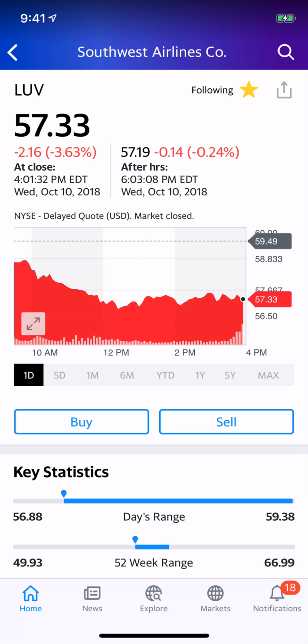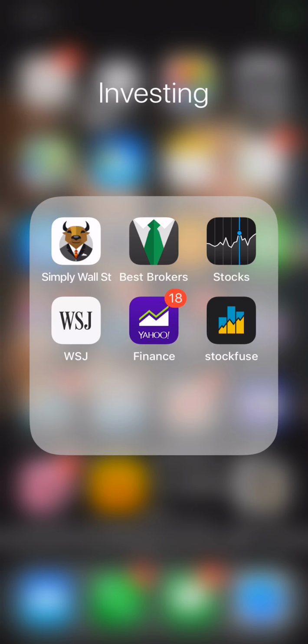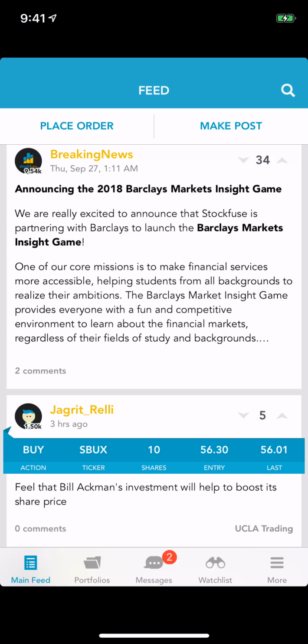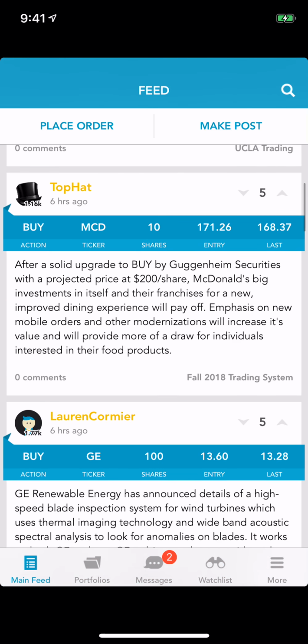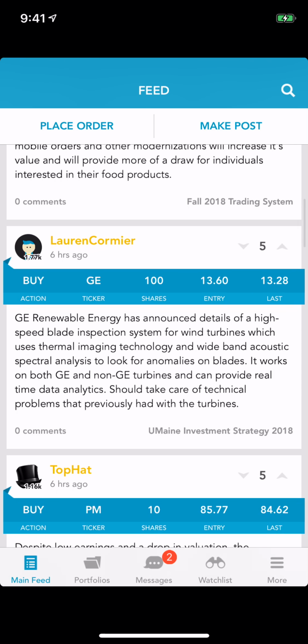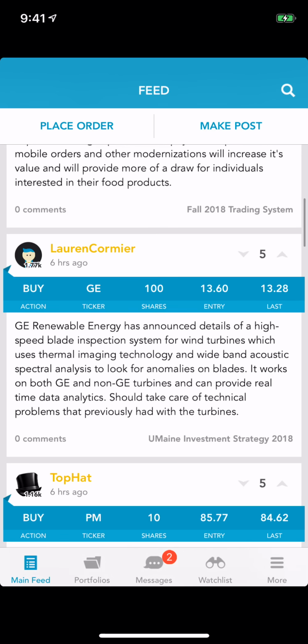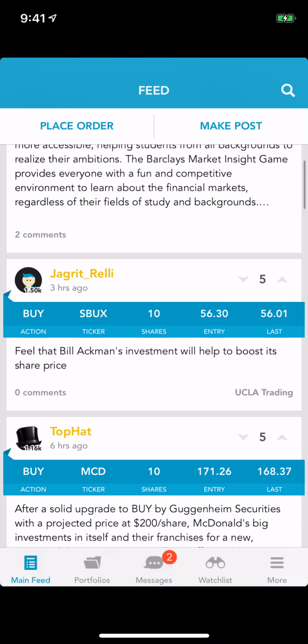But let's spend some fake money. We're going to go to StockFuse. So you want to create an account, and you have to verify your email. This is the first time that I am logging in here, and I can see you've got a main feed. From what I've read about it, it's kind of like Facebook social media meets stock simulator.